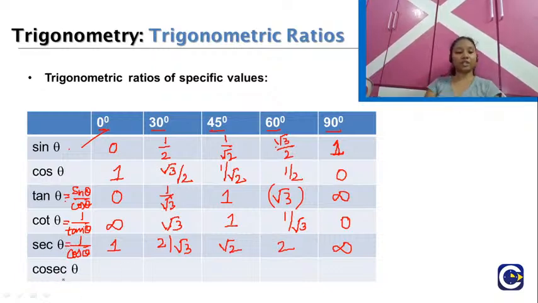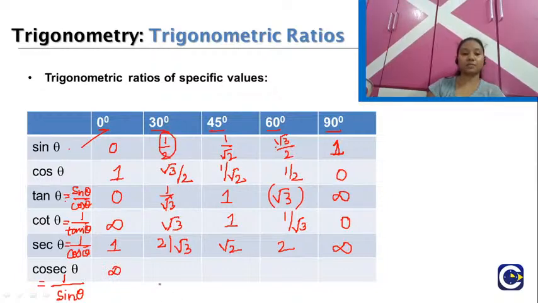The last trigonometric function we have here is cosecant theta. The cosecant theta has the relationship with respect to our sine trigonometric function, where cosecant theta will be equal to 1 by sine theta. Right. So now again 1 by 0 will be infinity. 1 by 1 by 2 is nothing but equal to 2. And here 1 by 1 by root 2 will be equal to root 2. And here 1 by root 3 by 2 will be 2 by root 3. And here 1 by 1 will be equal to 1.